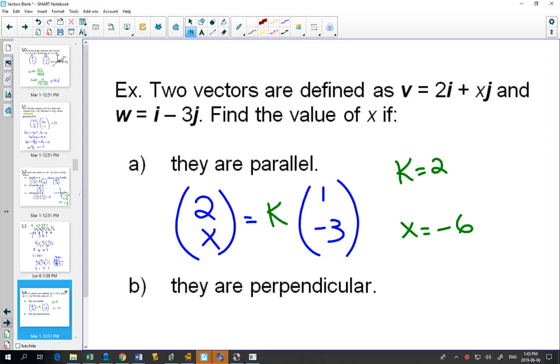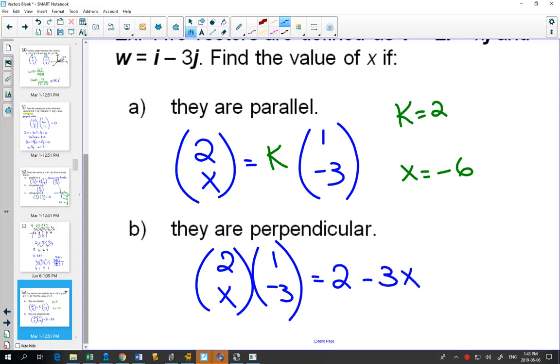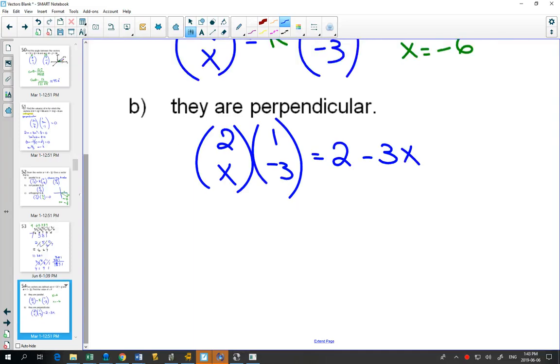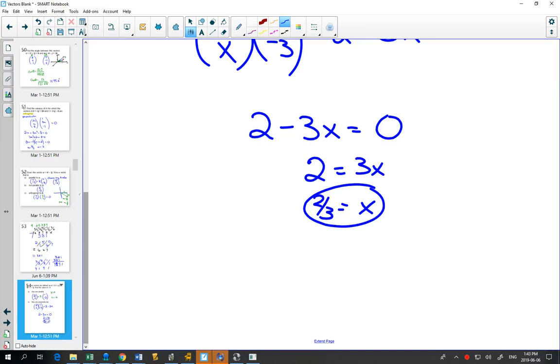Remember, if things are parallel, one is a scalar multiple of the other. If they're perpendicular, this is where the dot product comes into play. That's the dot product, and it would have to equal 0. So solving for x here, x would have to be 2/3. Yes?